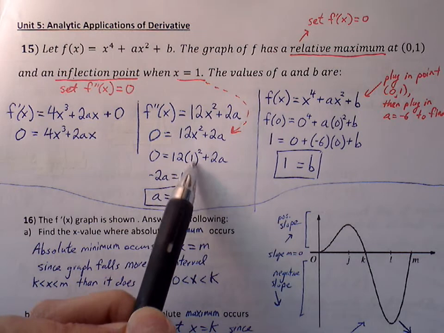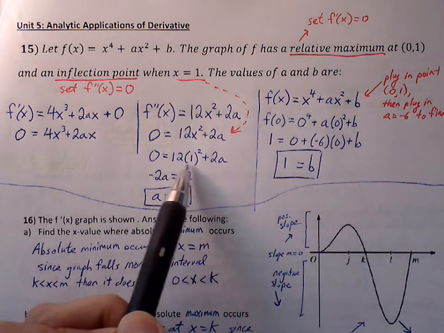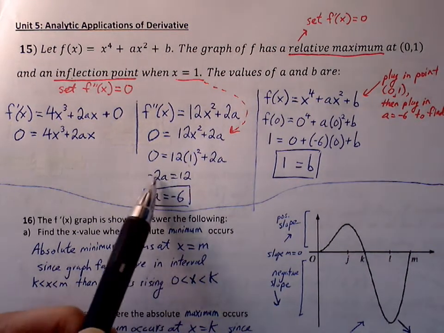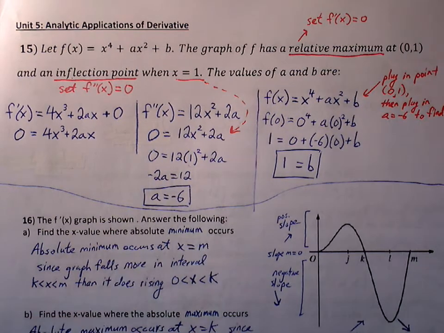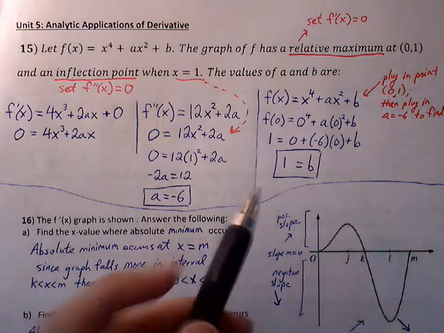We get 12 times 1 squared plus 2a equals 0. Subtract 12 to the other side. Negative 2a. Divide both sides by negative 2. We get a equal negative 6.